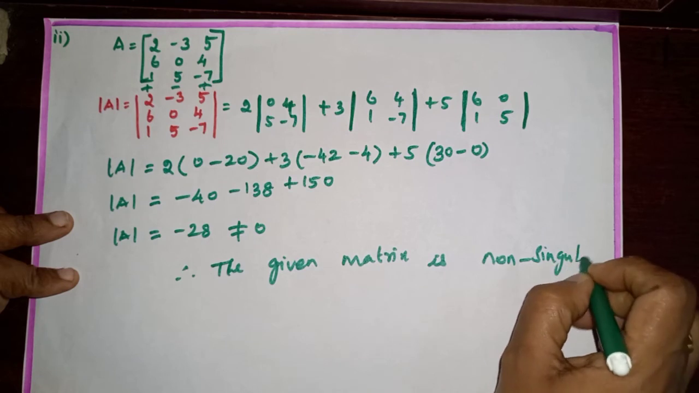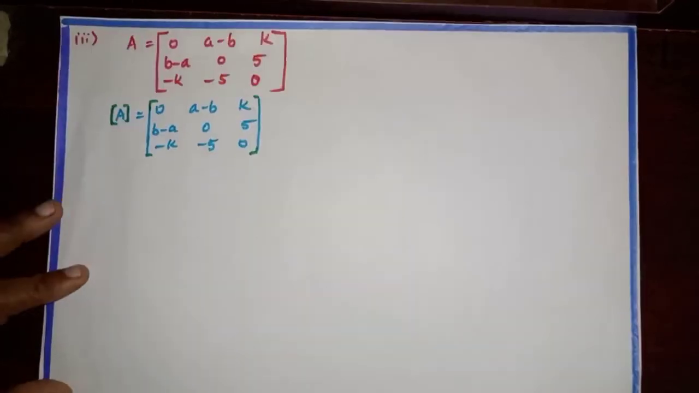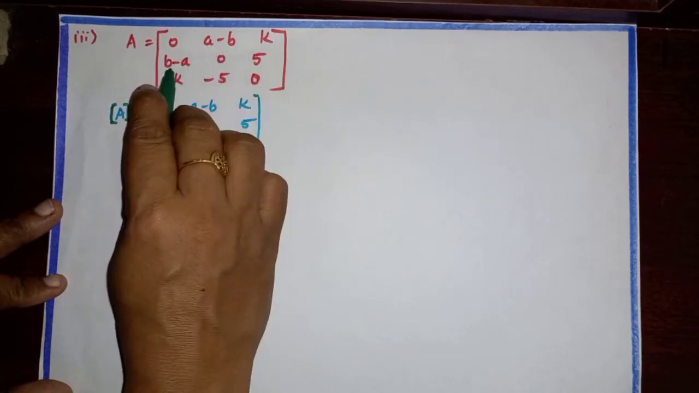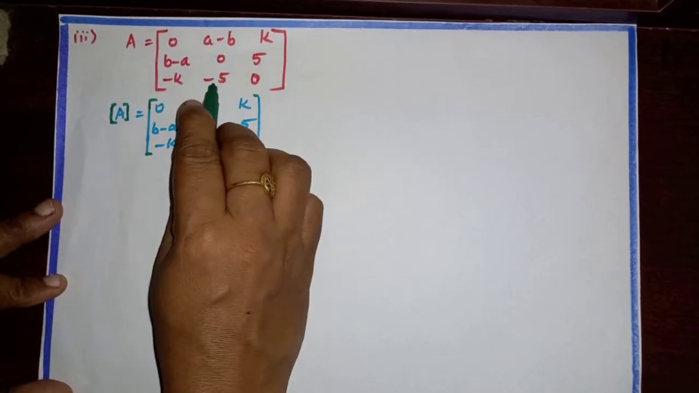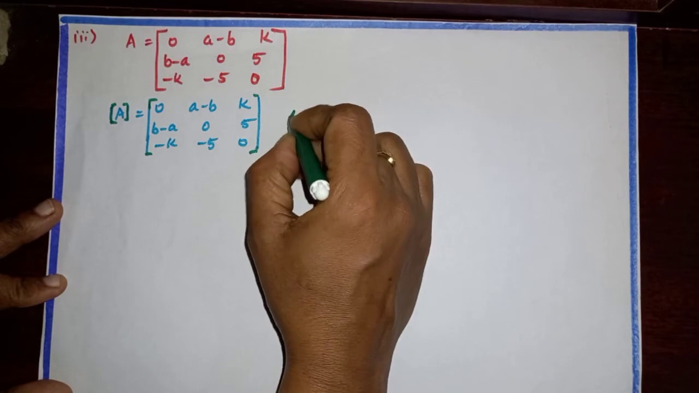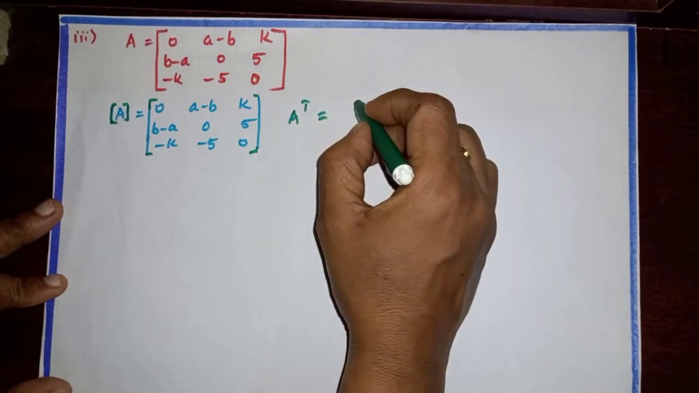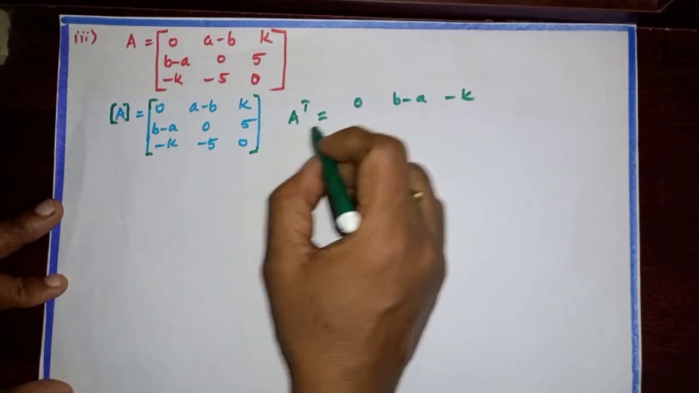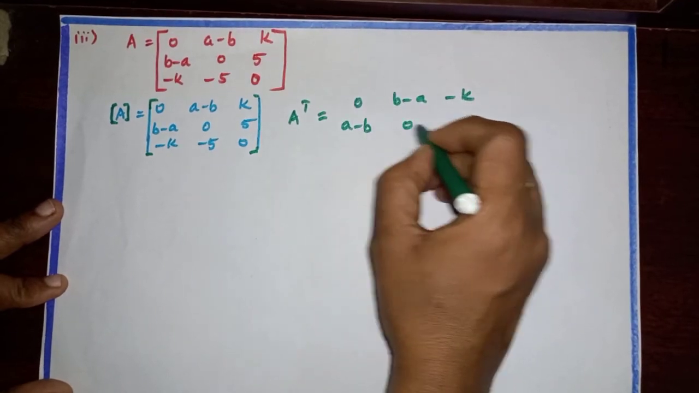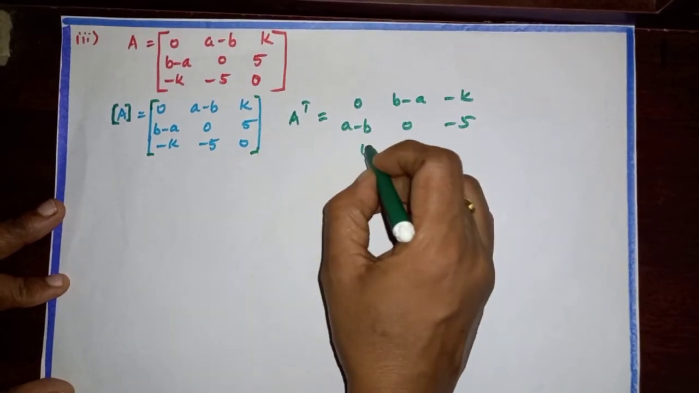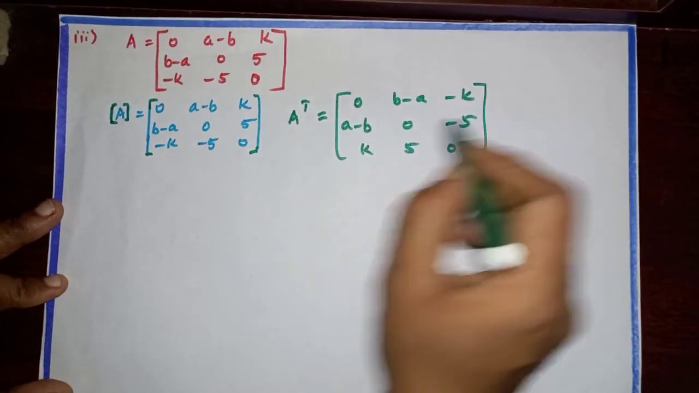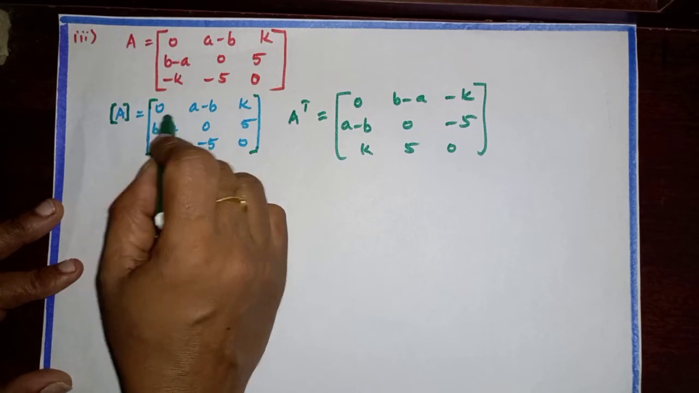Non-singular. Third subdivision: A equal to [0, A minus B, K; B minus A, 0, 5; minus K, minus 5, 0]. Now you do A transpose. If you are doing A transpose, we get [0, B minus A, minus K; A minus B, 0, minus 5; K, 5, 0]. Whenever you are doing transpose, we just have to interchange the columns as rows.